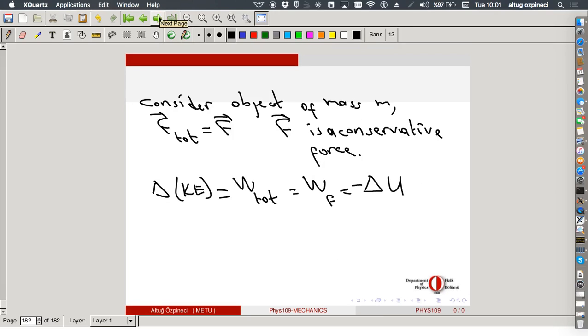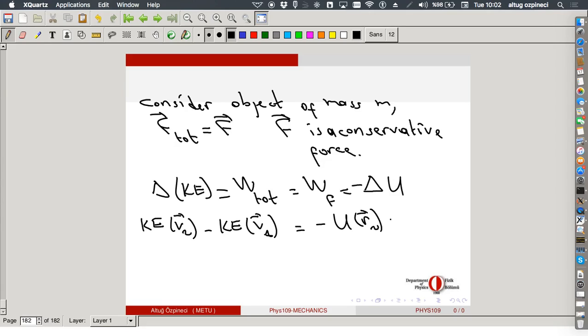Now let me write it explicitly. The kinetic energy of the object when it's at the final point, let's say it's v2, minus the kinetic energy of the object at the initial point, let's call the velocity v1. This is the change in the kinetic energy of my object as it moves from the point R1 to the point R2. This should be equal to minus the kinetic energy at the point R2 plus the kinetic energy at the point R1. This is the change. This is the definition of the work done by a conservative force.